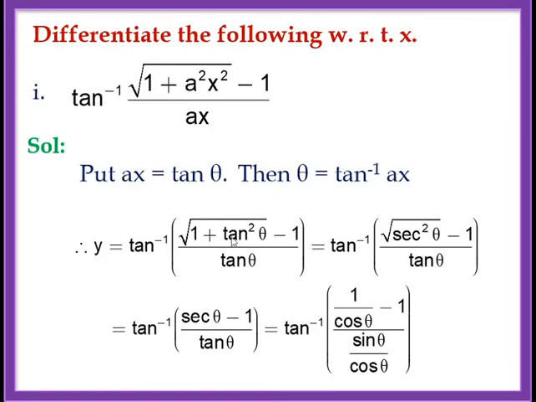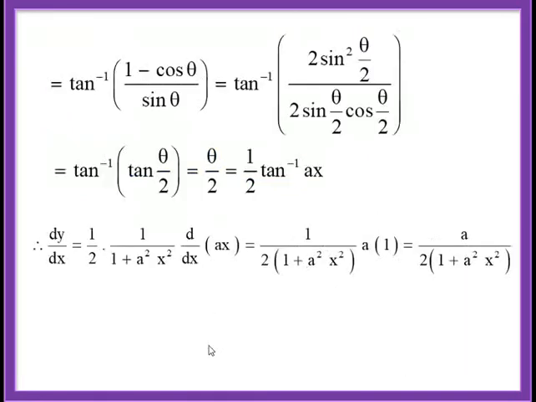Fine. So root 1 plus tan square theta, which is root sec square theta, which is sec theta, minus 1 upon tan theta. Now, our job is to express this in terms of tan. What is sec? 1 upon cos. What is tan? Sine upon cos. So this becomes (1 minus cos) upon sine. Now 1 minus cos theta is 2 sine square theta by 2.